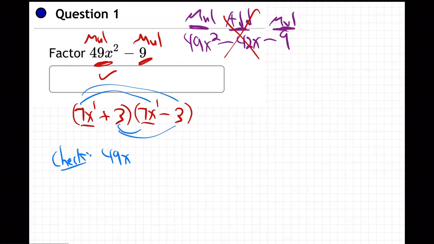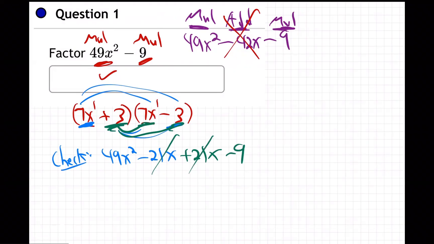7x times 7x is 49x squared. Now, what about 7x times minus 3? That'd be minus 21x, wouldn't it? Okay, now it's this guy's turn. He's going to go and go. What's going to happen? Plus 21x, right? Positive 3 times positive 7x, and then positive 3 times negative 3, minus 9. Now, see what these guys do in the middle? Cancel. That's why there's no middle term. It's a 0. The plus and the minus actually zero out. So that's why there's no middle term. It's because they zeroed out.